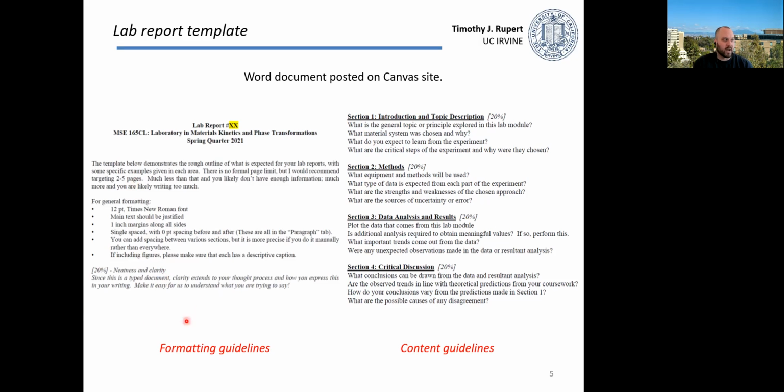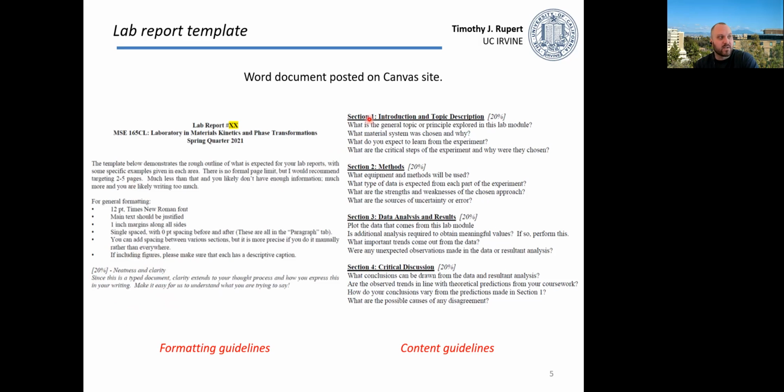So 20% of the grade is going to be attributed to neatness and clarity. So it's a typed document, so your handwriting can't be anything but neat. But clarity also goes to the clarity of your thought. So are you explaining what you're trying to mean there as well? Or is it this long convoluted type of expression? So that's something it's important to test and get better at for all of us as we do these types of assignments.